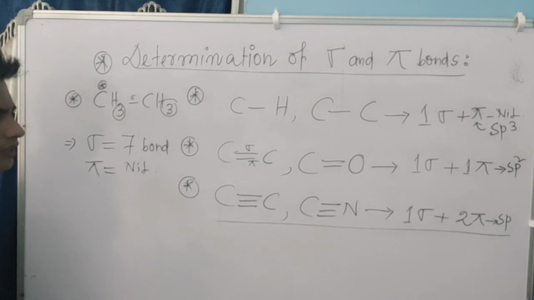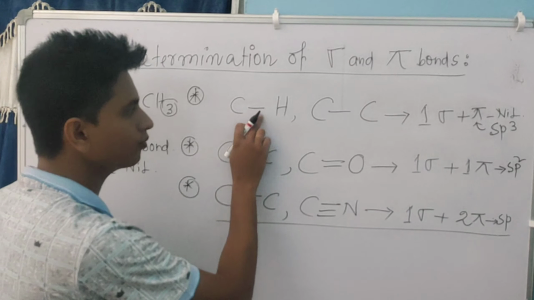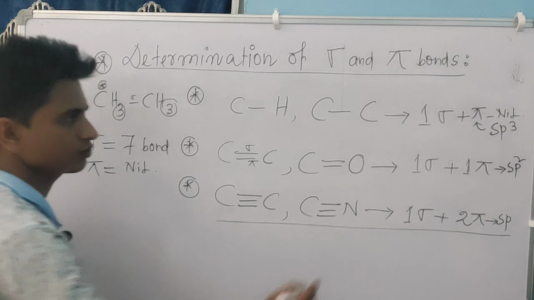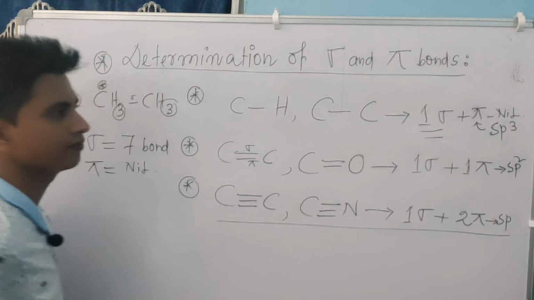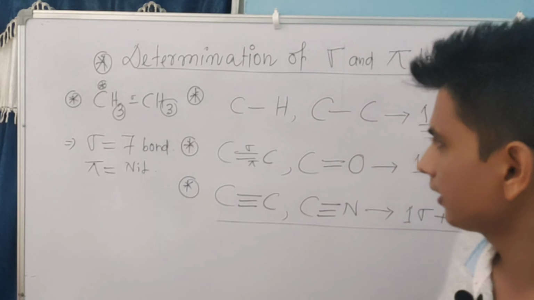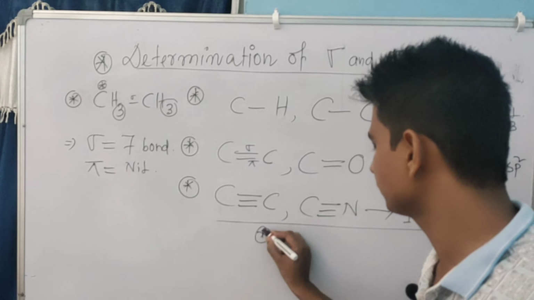Pi bond is generally absent in this molecule, because this is a carbon-carbon single bonded compound, or carbon-hydrogen single bonds are present. That's why only sigma bonds may be present. In this example, suppose next another example.